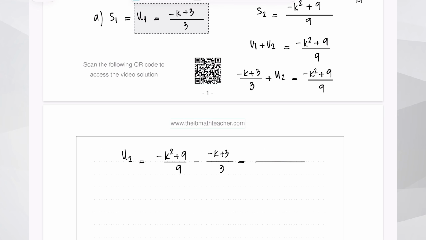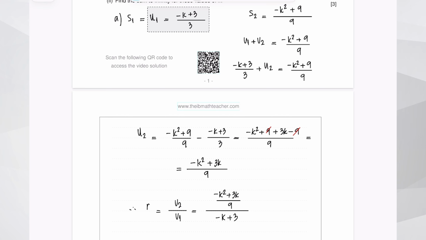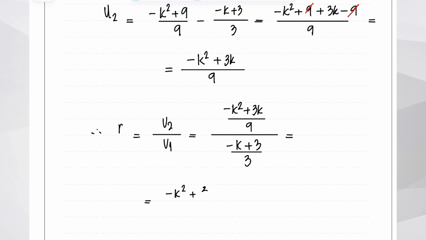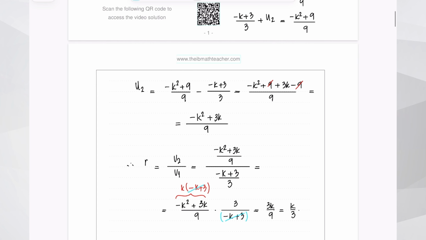We can use 9 as a common denominator. So negative k squared plus 9 plus 3k minus 9. So we have as our U2, not as our ratio, but as our U2, negative k squared plus 3k over 9. Therefore, the ratio, which is U2 over U1, we get negative k squared plus 3k over 9, and we multiply by the reciprocal of the fraction in the bottom. And by the way, you can factor out a k here and simplify and find 3k over 9, which is k over 3, as the final answer.